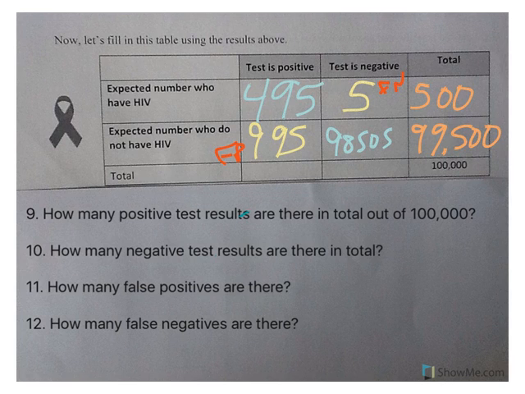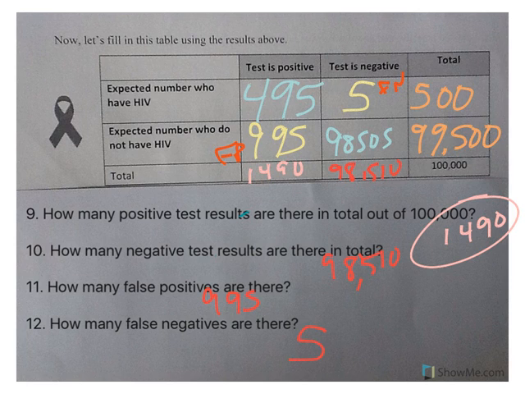How many positive test results are there total? Well, that means I need to add. So if I add all of my positive test results, I end up with 1,490. 1,490 people total will test positive. How many negative test results are there? Well, if I add those up, I get 98,510. False positives, we already talked about that. There's 995, and there are 5 false negatives. Remember, when you're talking about the false positive, false negative, the positive or negative tells you what you tested. Did you test positive or did you test negative? And then it's just wrong, right?